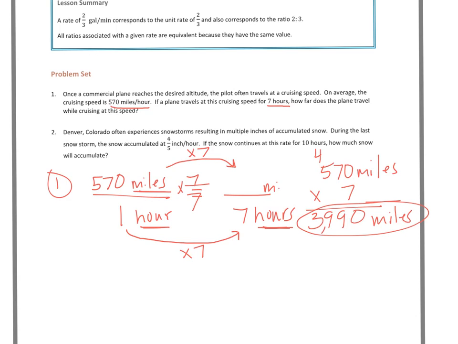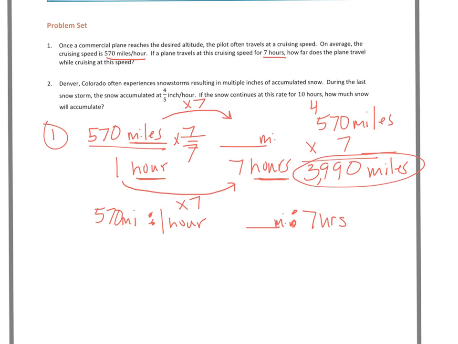Another way to say it is we have 570 miles for every 1 hour. This is written in ratio form. And we have an equivalent of something miles for 7 hours. And I can do my V's for this one, meaning this is times 7. So this has to be times 7, and I would be doing the same thing.